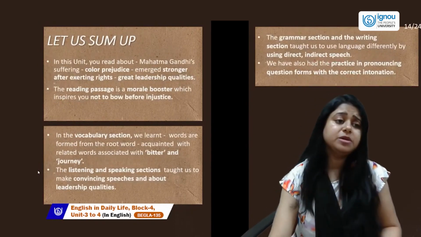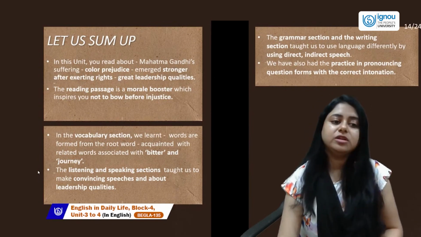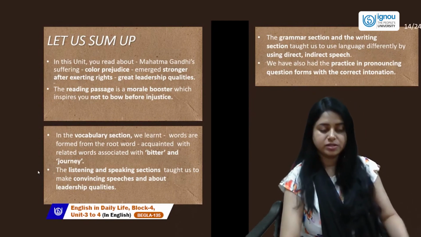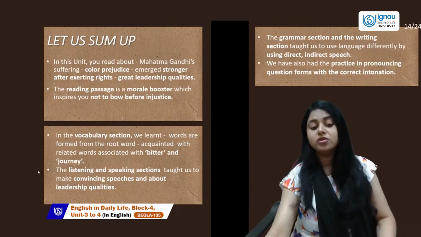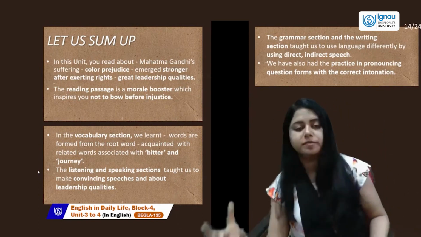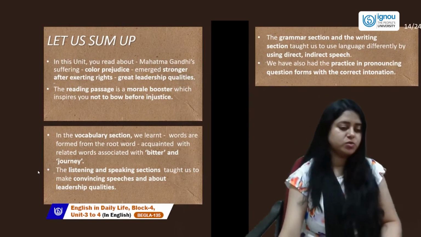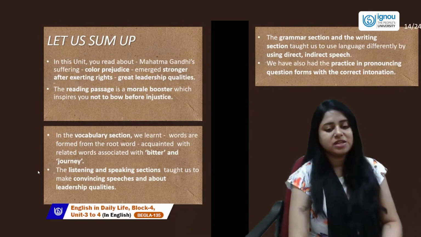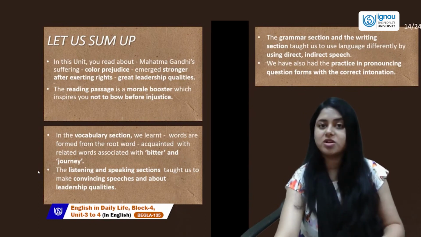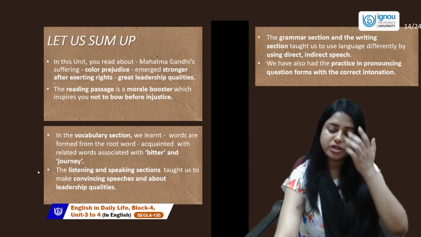Okay? Let us sum it up. In this, you read about Mahatma Gandhi's suffering, colour prejudice, how he emerged stronger after exerting his rights, and his great leadership qualities. The reading passage is a morale booster which inspires you not to bow before injustice. In the vocabulary section, we learned that words are formed from the root word, like we looked at the verb form, noun form, adjective and adverbial form. Also bitter and journey, the words associated with how bitter can be used in various ways. The listening and speaking sections taught us to make convincing speeches and about leadership qualities. The grammar and writing sections taught us to use language differently by using direct and indirect speech. We also had practice in pronouncing question forms with the correct intonation.